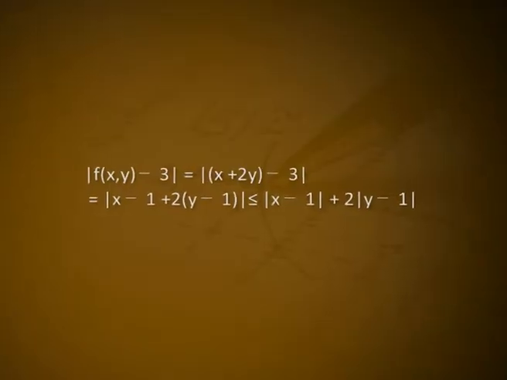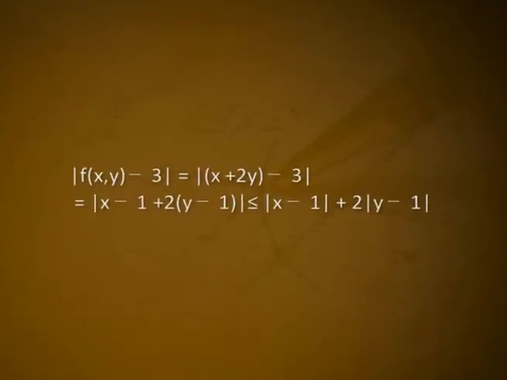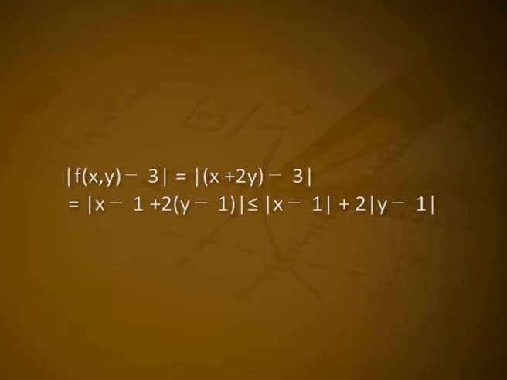Here we have to show that for any number epsilon greater than 0, there corresponds a positive number delta satisfying the defining criterion. Absolute value of f(x, y) minus 3 is equal to absolute value of x plus 2y minus 3, equals absolute value of (x minus 1) plus 2 times (y minus 1), which is less than or equal to absolute value of x minus 1 plus 2 times absolute value of y minus 1.